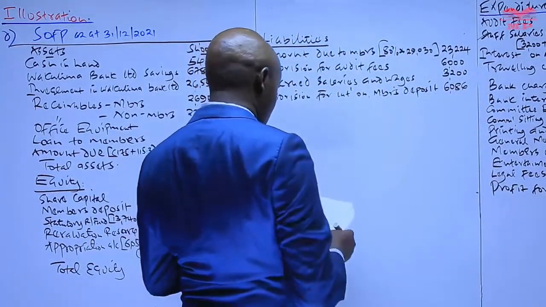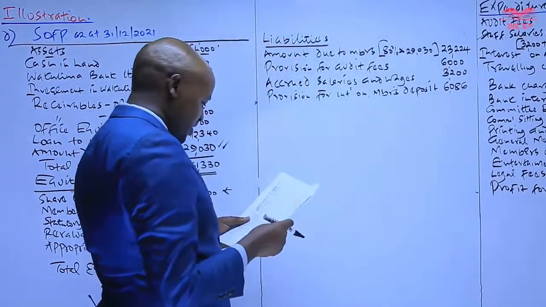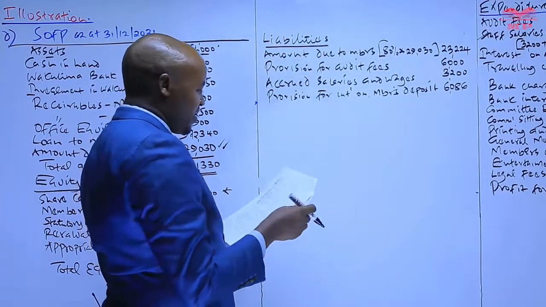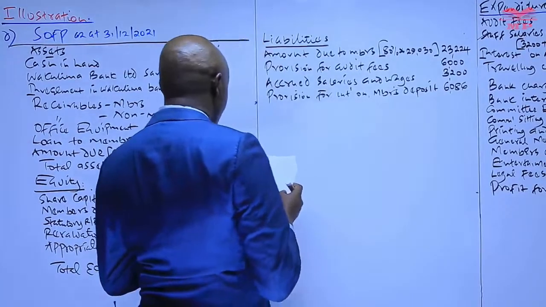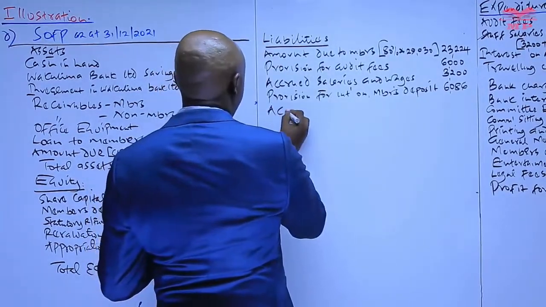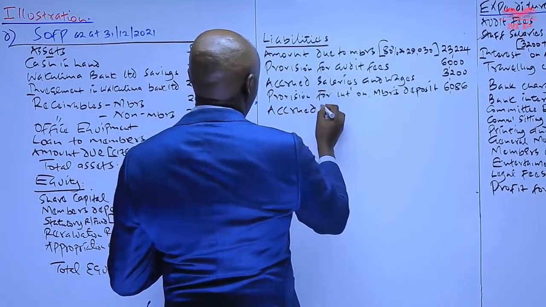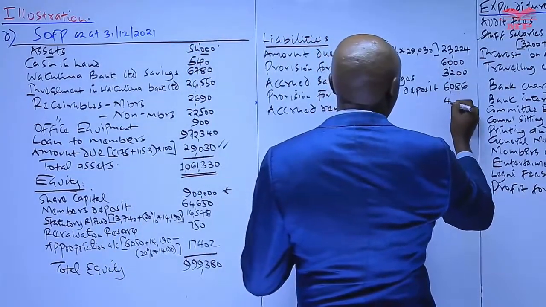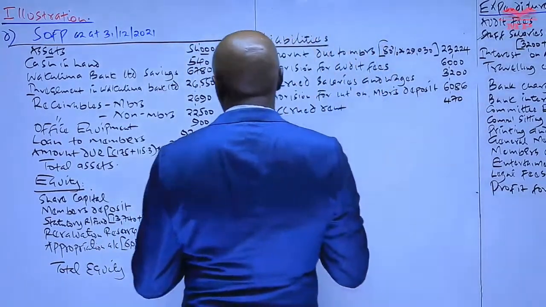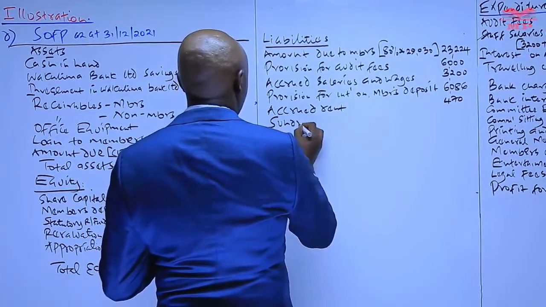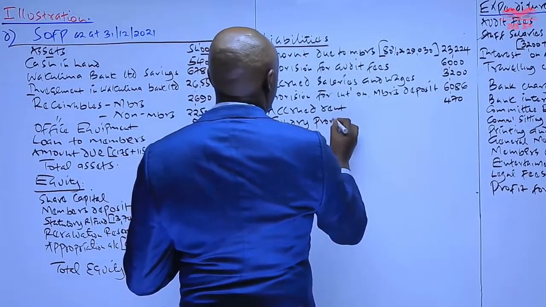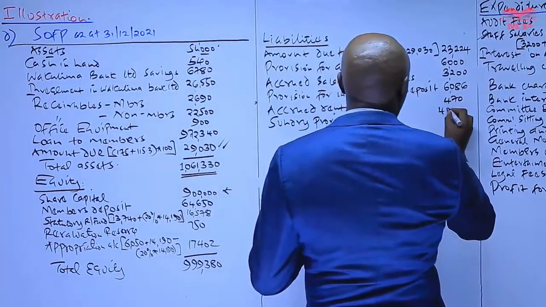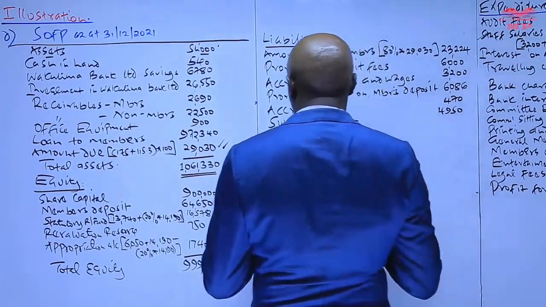I think with that, that is what we have. So let's then go back to the trial balance and pick now the other items of liabilities. Remember, all liabilities have a credit balance. So starting from where we have dividends from members, below that we have accrued rent, which is 470. Below that we have salary provision, 4,950.